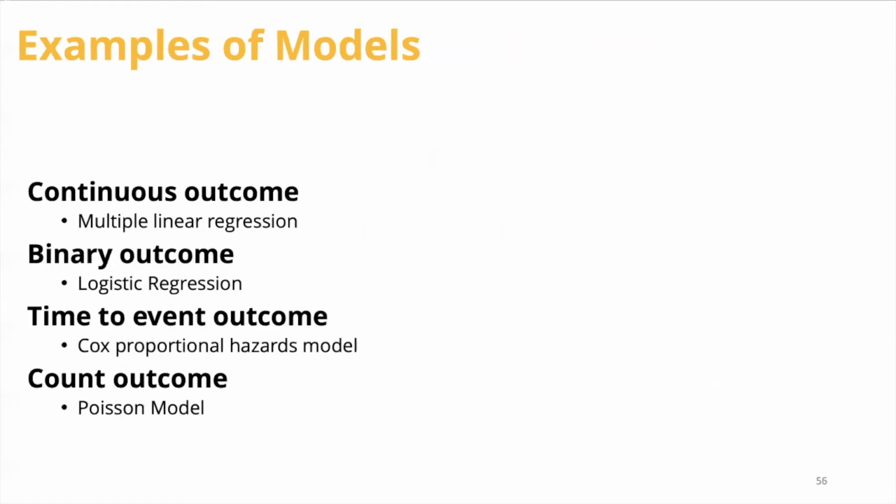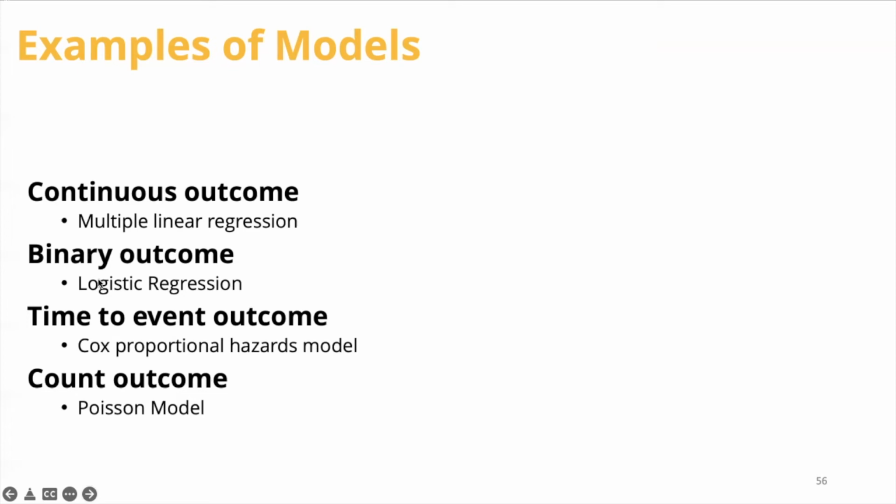Examples of statistical models include multiple linear regression, which you tend to use when you have a continuous outcome variable, logistic regression when you have a binary outcome variable, Cox proportional hazards models when you have a time to event outcome, and Poisson models when you have count outcomes.